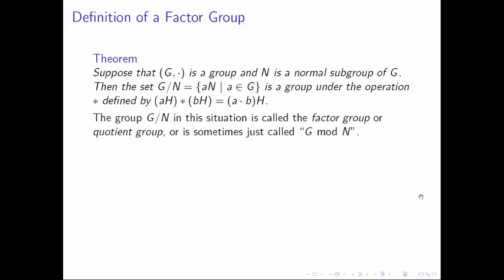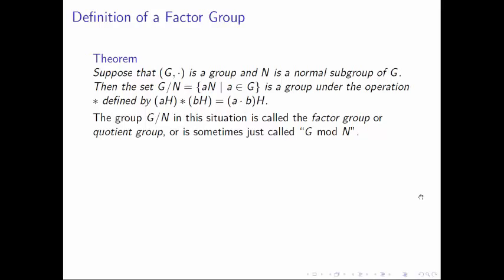We're now ready to move on to the definition of a factor group. So let's suppose that we have a group G, and let's identify its operation as dot, the way we have been doing. And let's assume that N is a normal subgroup of G. Then the factor group, or some people say the quotient group, G mod N, is equal to the set of cosets aN where we range over all elements a in G.